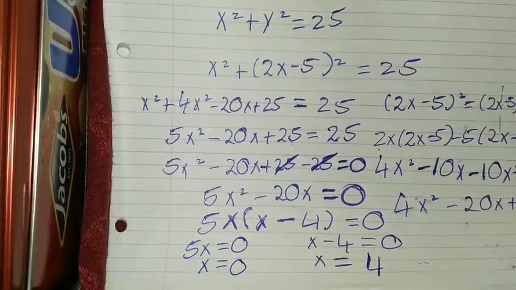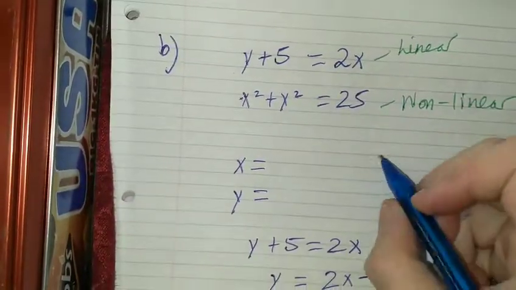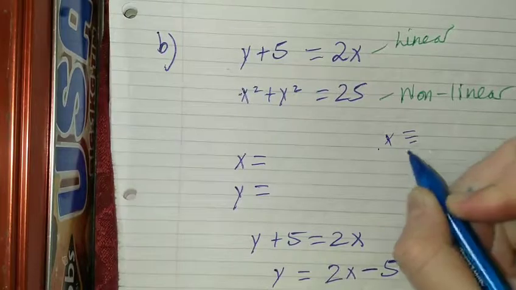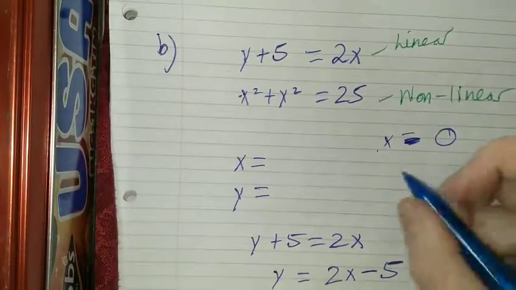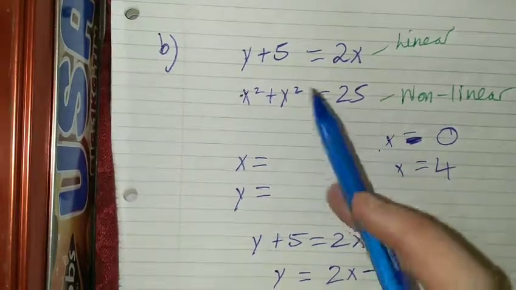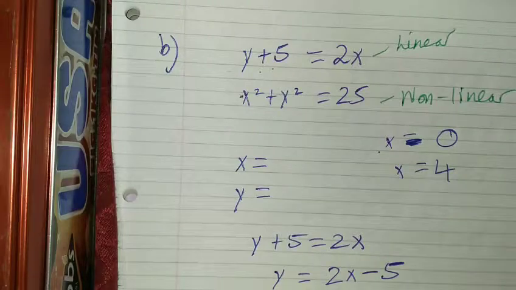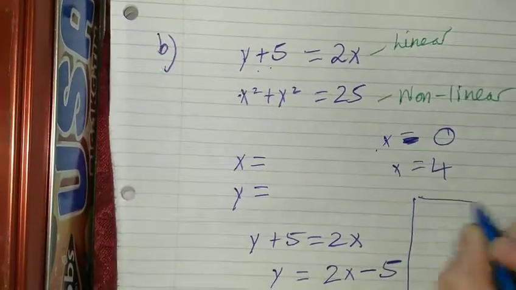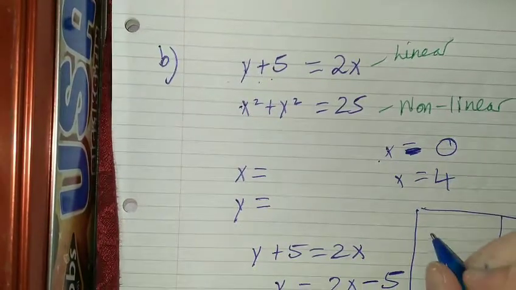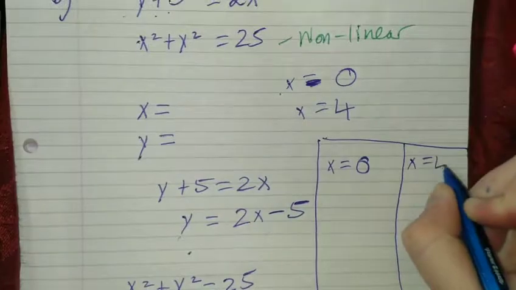But I'm not finished yet. I have to go back now and figure out what y is. So I got two answers. I got x is equal to 0 and x is equal to 4. So I might sub these values back in. It might be easy to sub it back into my linear, and then I'll get what y is equal to. So I'll just put in two cases. So when x is equal to 0 and when x is equal to 4.